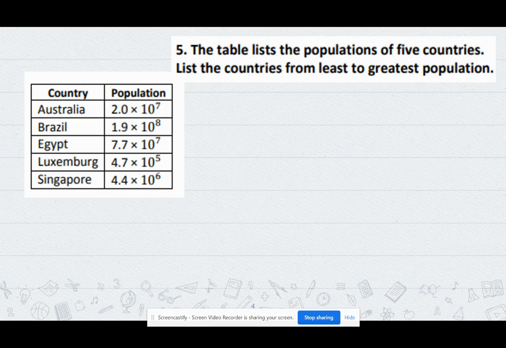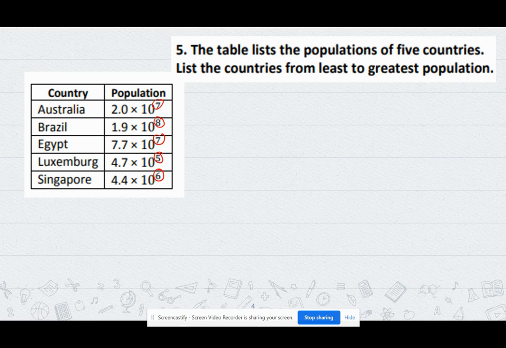All right, last one. These are the ones that you usually see these types of problems as. They give you some type of population or chart, and they want you to compare it. It says these are the populations of 5 different countries. List the countries from least to greatest, so smallest to biggest. So I check and ask, okay, are they all in scientific notation? Yes, yes, yes, yes, yes. All right, so then we start seeing the exponents. So the exponents are 7, 8, 7, 5, and 6.